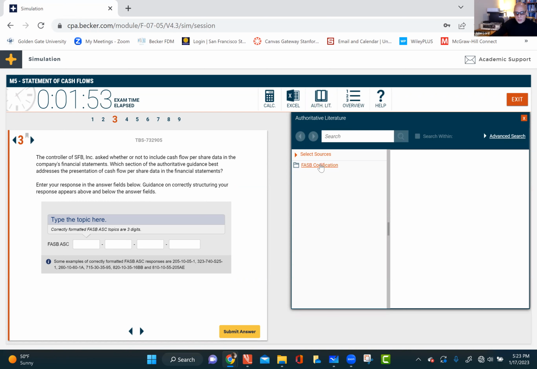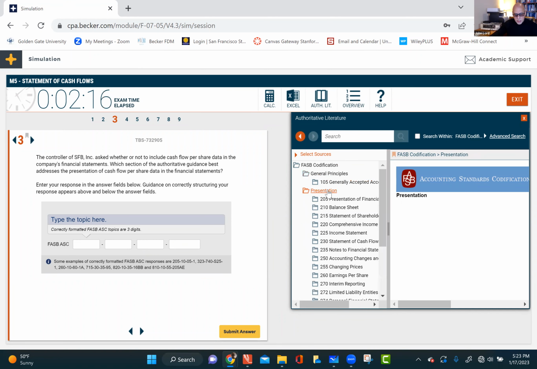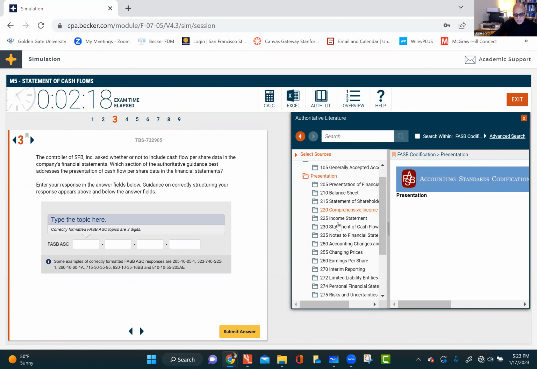Now, it is worthwhile to open this up at this point because you can see that as you look, the codification lists these various topics. Now you look and you're like, well, I don't know, this isn't really talking about cash as an asset. But I look here and I click on general purpose, and they give me some general purpose. I look at presentation and they tell me, statement of cash flows is right here. So they were asking, should cash flow per share be presented on the financial statement?